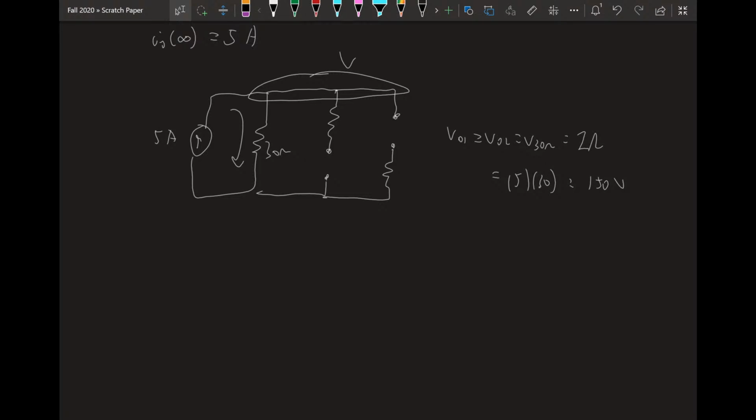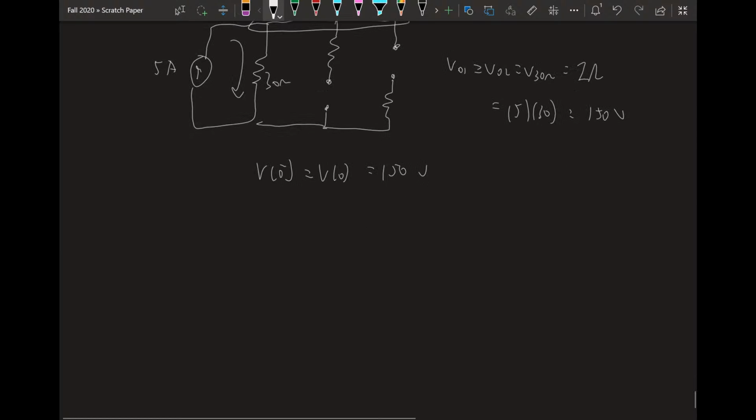So knowing that the capacitor's voltage doesn't change instantaneously, that means that the voltage right before 0 has to equal the voltage right at 0. And that equals 150 volts. So let's draw a snapshot of the circuit at t equals 0. At t equals 0, precisely t equals 0, we still have a 5 amp current source. Now the switch is closed.